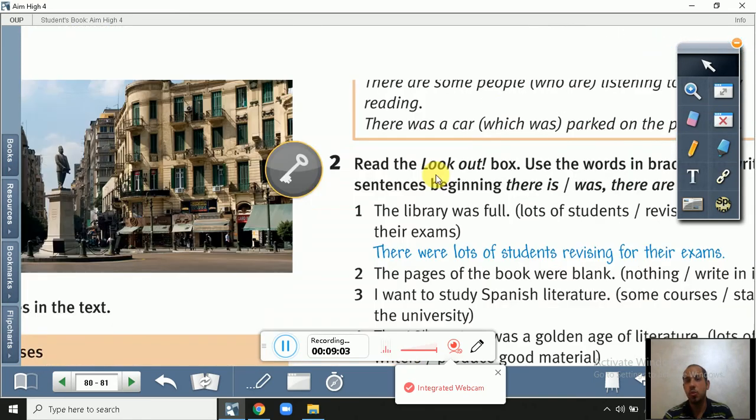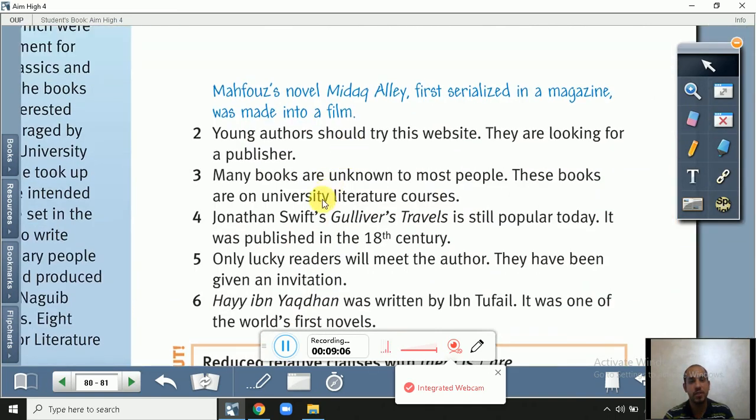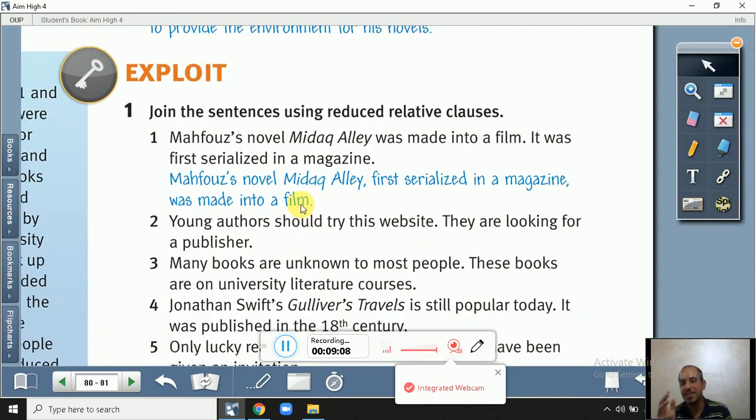Let's move to the exercise to solve it. This exercise is somehow difficult, a little bit. The first one: here you have to join the sentences. Join means combine, connect. To join the sentences using what? Using reduced relative clauses. I'll use the text here when it is necessary.